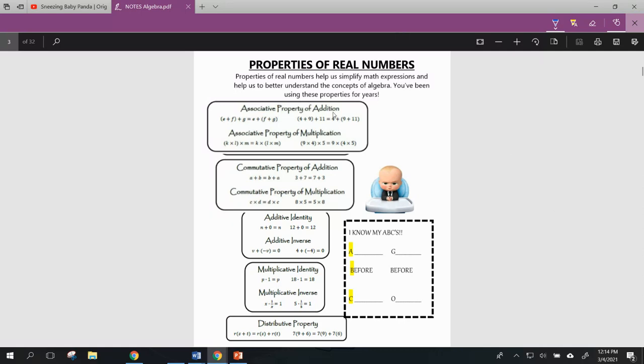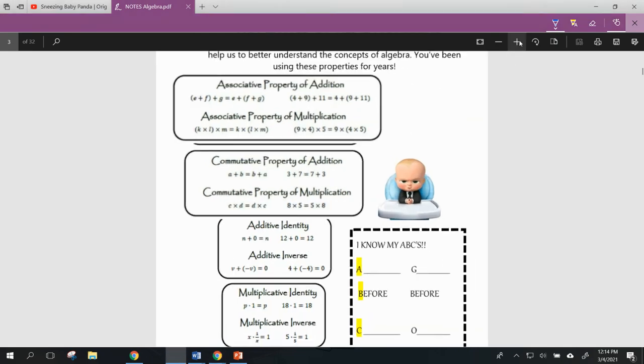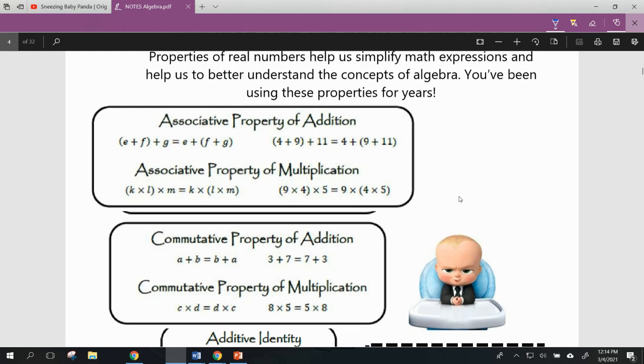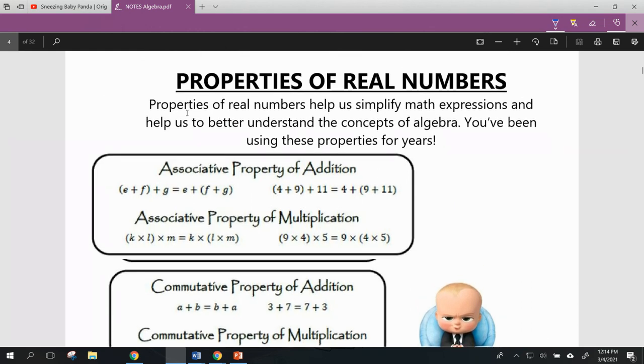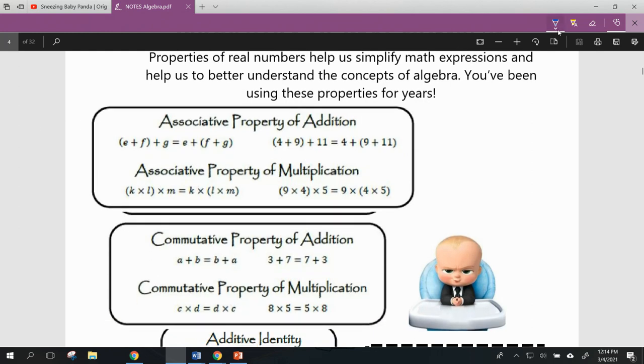We're going to be talking about the associative property, the commutative property, the identity properties, and then we're going to dive a little deeper into the distributive property throughout this lesson. So I'm going to go ahead and zoom in on these little nuggets. Properties of real numbers help us to simplify math expressions and help us to better understand concepts of algebra. You've been using them for years. All right, let's take a peek at the first one.